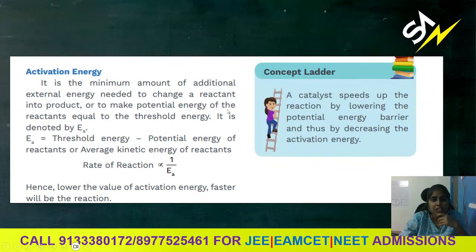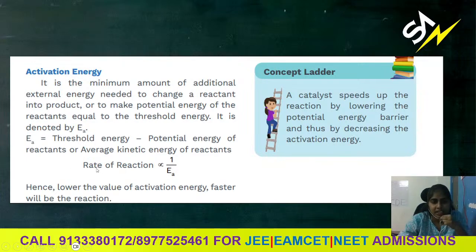or the energy needed to make the potential energy of the reactants equal to the threshold energy. The threshold energy is the minimum amount of energy required for converting reactants into products. Activation energy is the additional external energy needed to change the reactant into a product. This is denoted by Ea, where activation energy is equal to threshold energy minus potential energy of the reactants. Potential energy of the reactants is the energy that falls short of the threshold energy, so if we subtract potential energy from threshold energy, we get the activation energy.